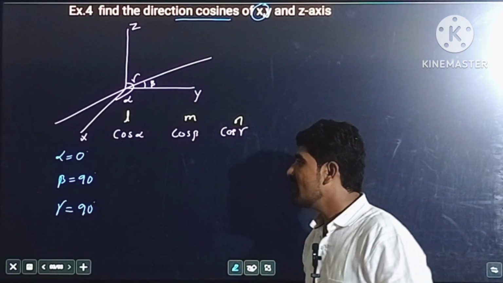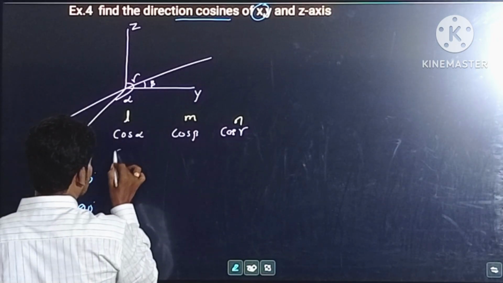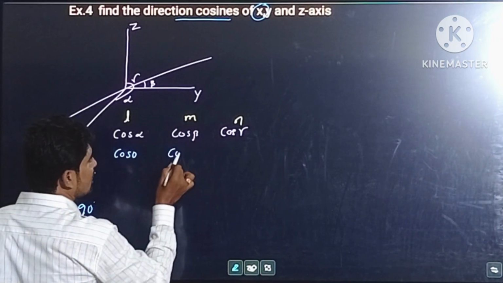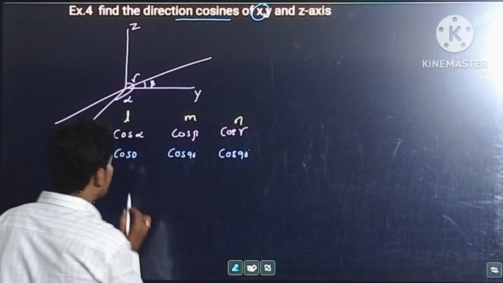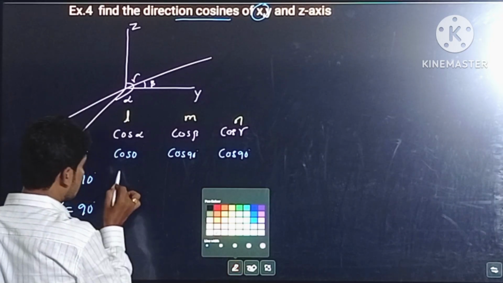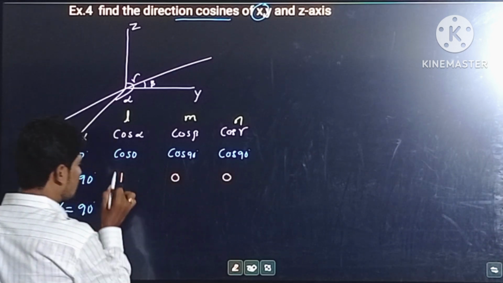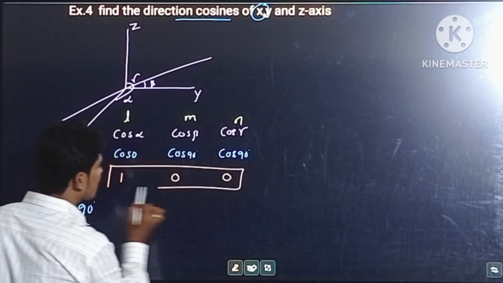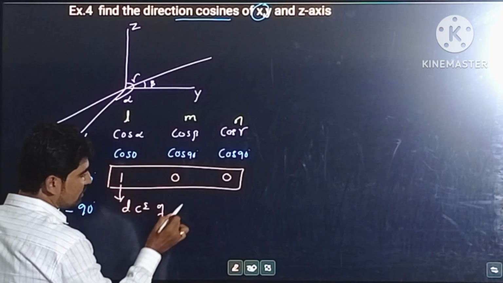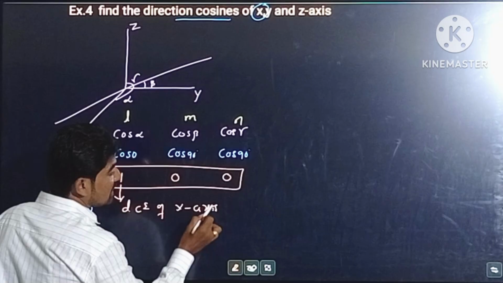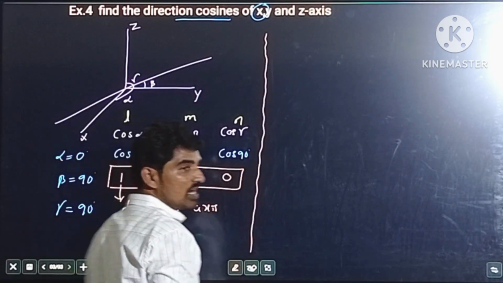So, we know the values of alpha, beta and gamma. It means their direction cosines are nothing but cos 0, cos 90 and cos 90. And the value of cos 0 is 1, cos 90 is 0, and the value of cos 90 is 0. Therefore, these are the direction cosines of the x-axis.